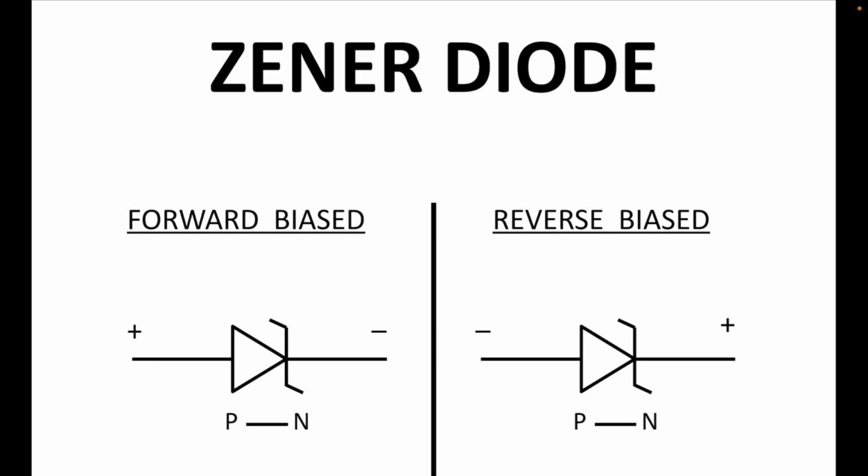ZENER diode is said to be forward biased when p side is connected to positive of battery and n side is connected to negative of battery. It is said to be reverse biased when p side is connected to negative of battery and n side is connected to positive of the battery.